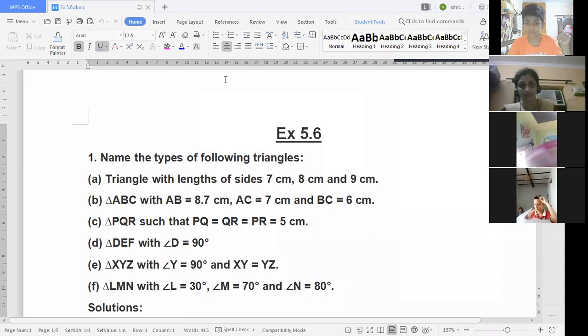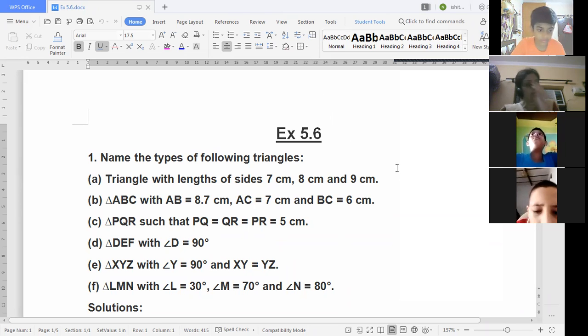Yes, Aditya. A part is a scalene triangle, because the triangle has sides of lengths 7 centimeter, 8 centimeter, and 9 centimeter. All the sides are totally different, so it is a scalene triangle. Yes, Aditya, you are absolutely right.